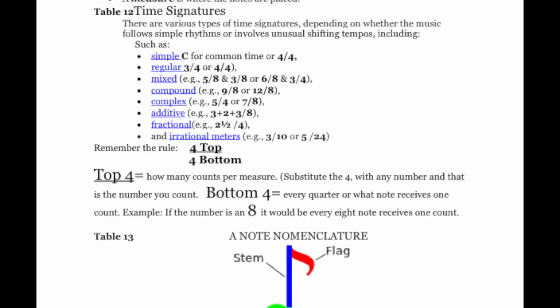So how does it relate to this? It says the bottom tells you every quarter, or what note receives one count. So that means the quarter is not the one right now. If there's the eighth note, that would be the eighth note that receives the one count. A lot of people get confused with that.